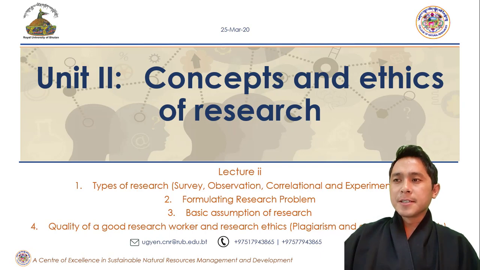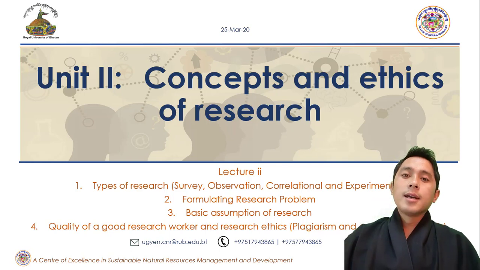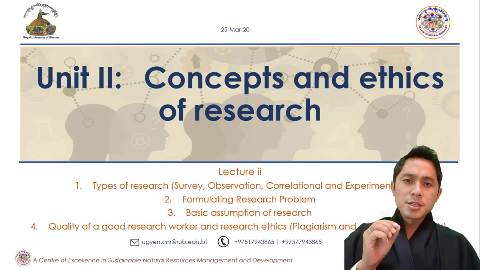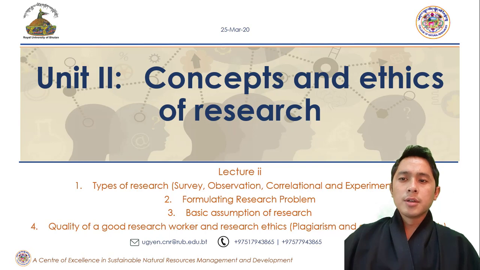Today we are going to look at lecture 2 of Unit 2, which is basically divided into the types of research and formulating a research problem, which I've added to the module descriptor. Then we have the basic assumptions of research. Then what are the qualities of a good research worker, and especially we are looking at the ethics that we need to have in order to carry out research, as well as some basic things about what plagiarism is all about. I really hope that academic skills must have taught you what plagiarism is and how to avoid it, so it's not going to take as much time.